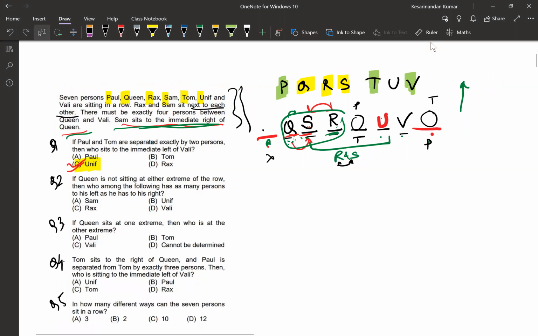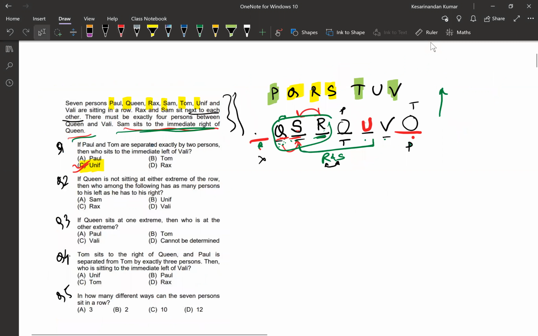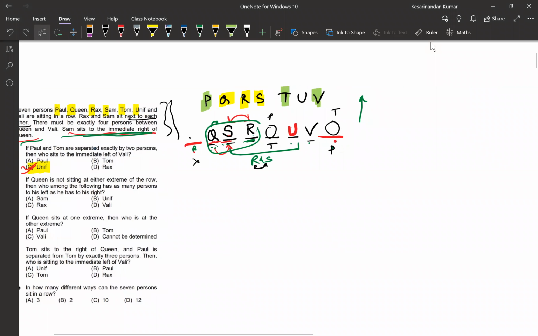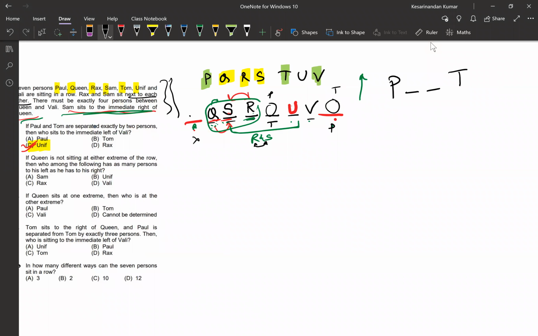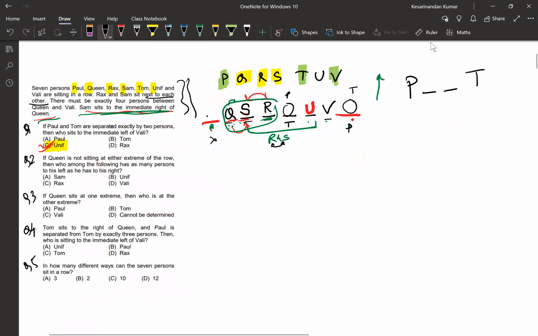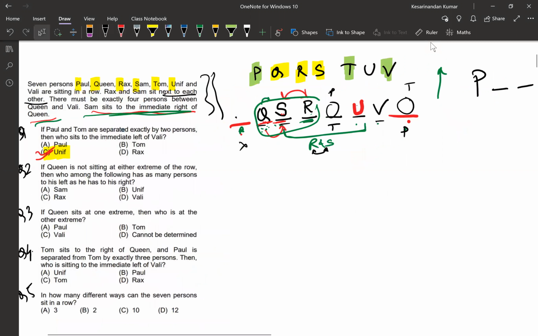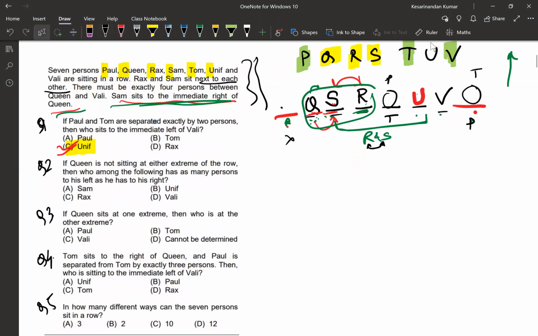And whatever criteria or conditions you have, do note it down. That would be important. Okay, moving to the next one. If Q is not sitting at either extreme of the row, now let us remove this P and T also, because this was from the previous question.